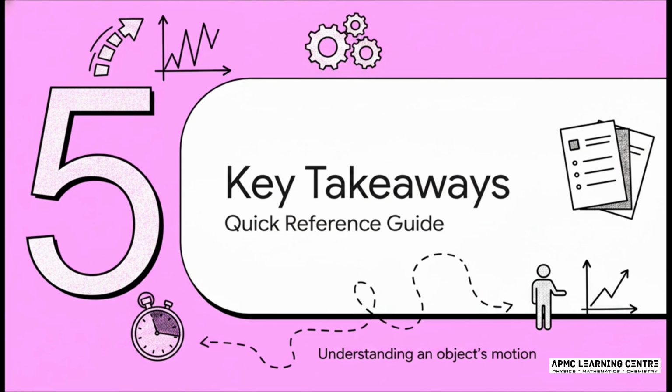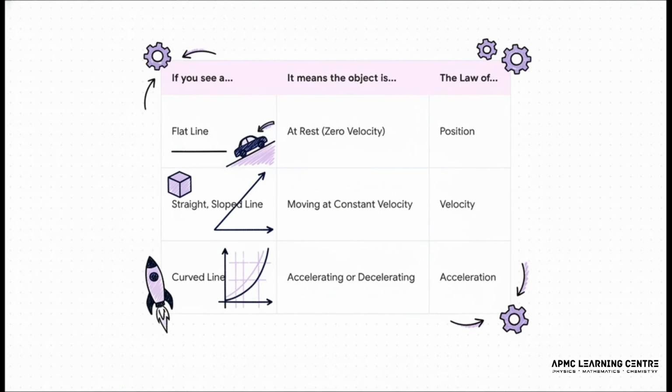Okay, I know that was a lot to take in, so let's boil it all down into a quick, super practical reference guide. These are your key takeaways, the things you need to decode any motion graph you see. And here it is, your ultimate cheat sheet. Honestly, it all comes down to just 3 things. If you see a flat line, the object is at rest, 0 velocity. If you see a straight, sloped line, it's moving at a constant velocity. And if you see a curved line, you know its velocity is changing. It's either speeding up or slowing down.